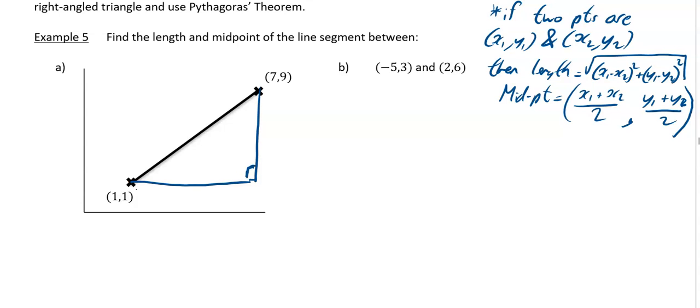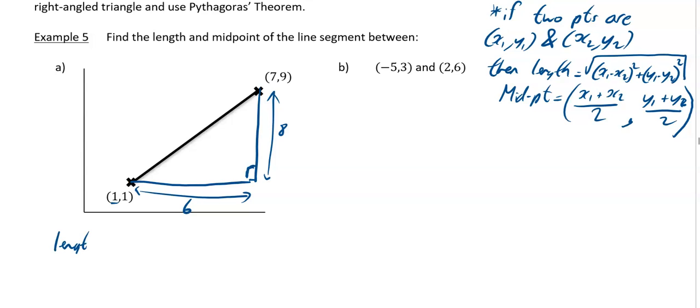And this length here, from here to here, would be from 1 up to 7, so it's going to be 6 long. And this length vertically would be from 1 up to 9, which is going to be 8. So we can use Pythagoras to find the length of this line segment.